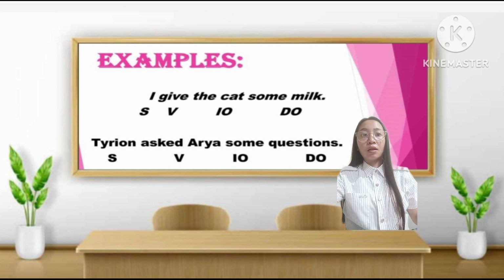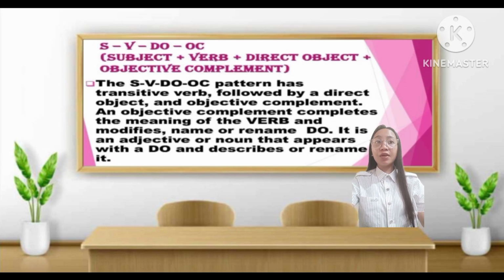Some milk. Next we have, Tyrone asked Arya some questions. Tyrone is the subject. Asked is the verb. Arya is the indirect object. Some questions is the direct object. Next, we have the SVDOOC or the subject, verb, plus direct object plus objective complement.